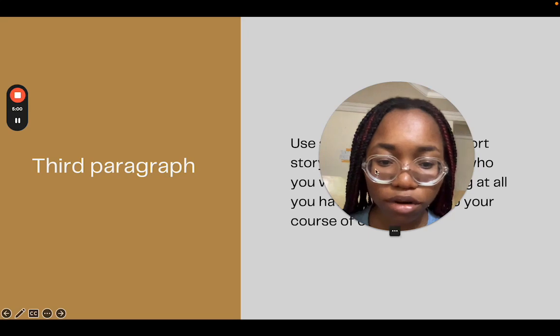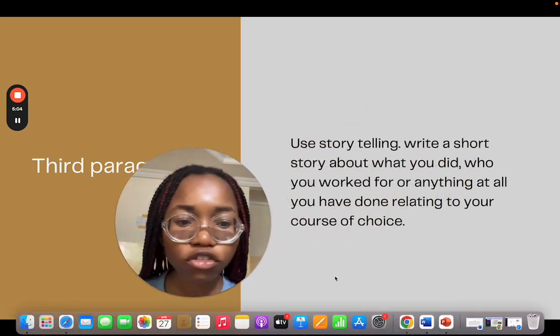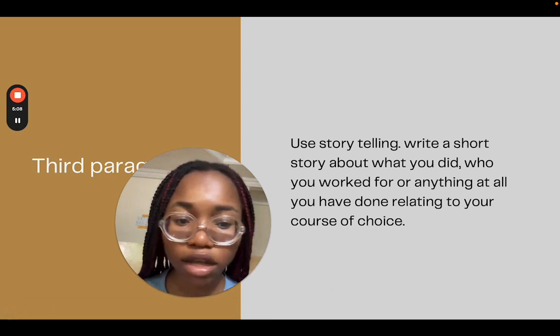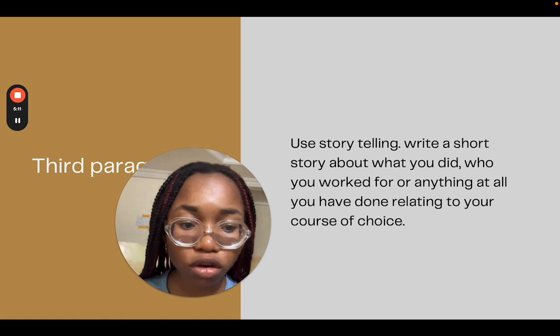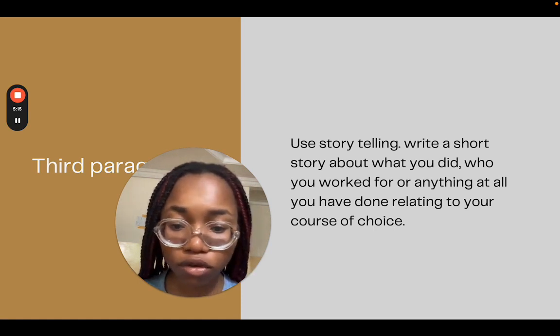The next one, that's the third paragraph. In this third paragraph, use storytelling. Write a short story about what you did, who you worked for, or anything at all you've done relating to your course of choice.